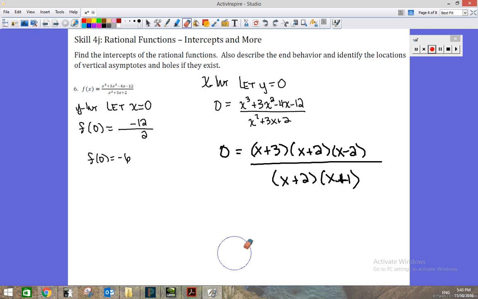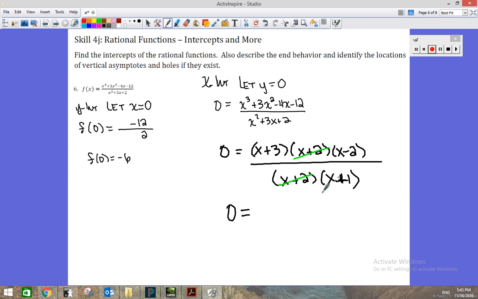So before we set the numerator equal to 0, we recognize that there's some common factors that cancel here. X plus 2 divided by x plus 2. So I know there's going to be a hole in the graph. I don't want to just set this numerator equal to 0 and try to say that x equals negative 2 is an x-intercept, because I know it's going to be a hole.